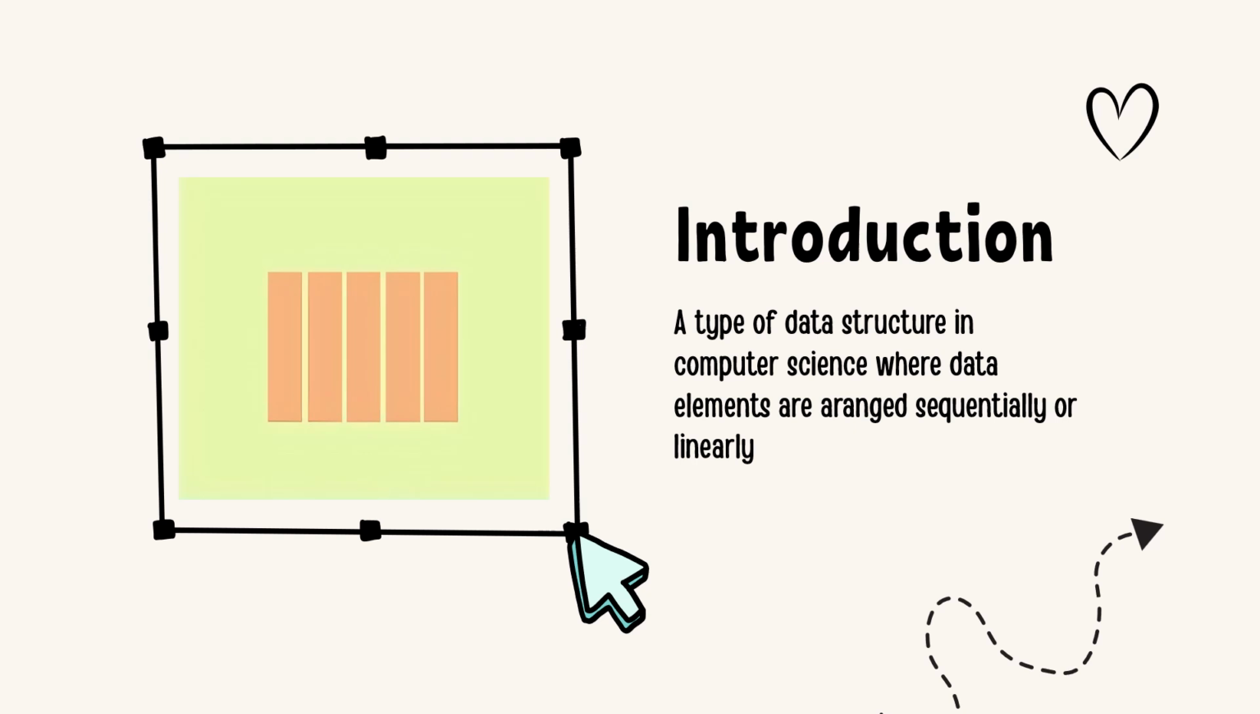Next one is order preservation. The order in which elements are added to the data structure is preserved. This means that the first element added will be the first one to be accessed or removed, and the last element added will be the last one to be accessed or removed.